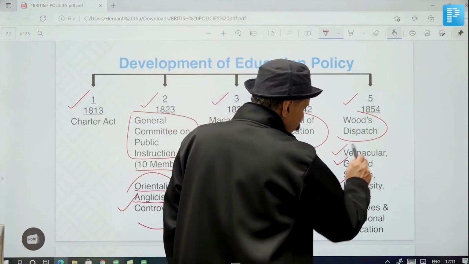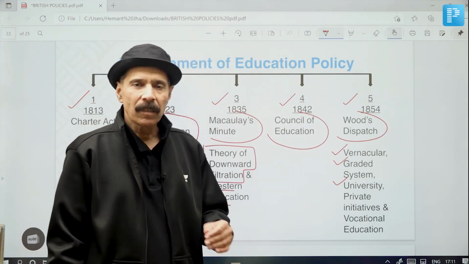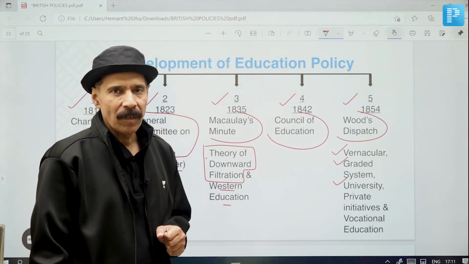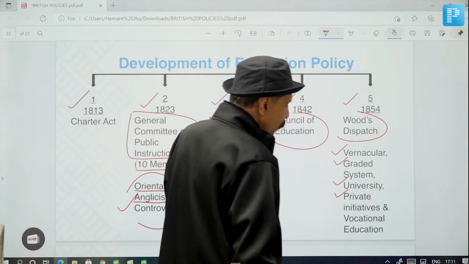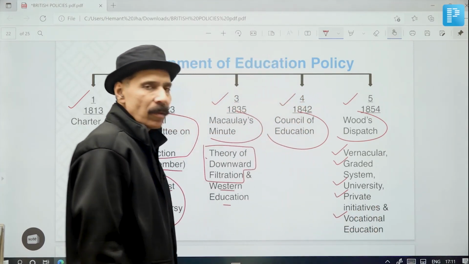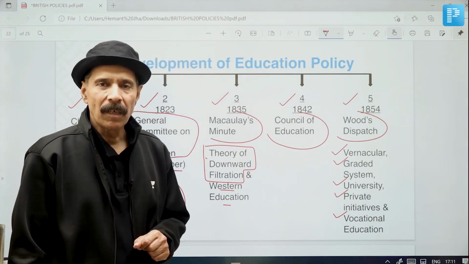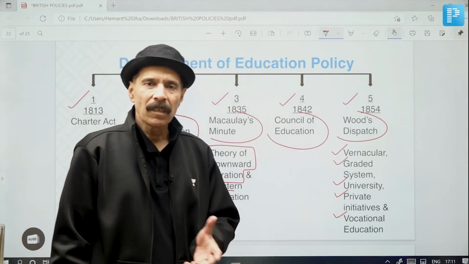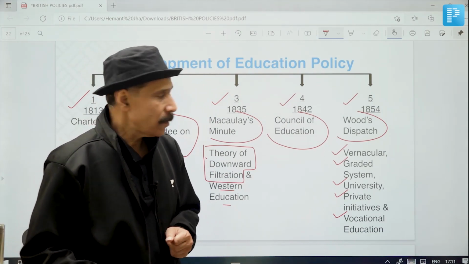Three, universities, and on the recommendation of Wood's Dispatch, the first universities were founded in Calcutta, Bombay and Madras in 1857. Next is provision for private initiatives and provision for vocational education. So here we find certain progressive elements related to the education system, but they were not implemented in a proper way.